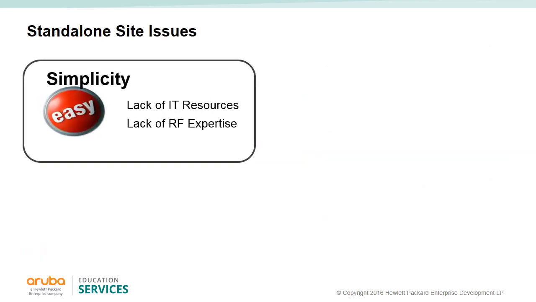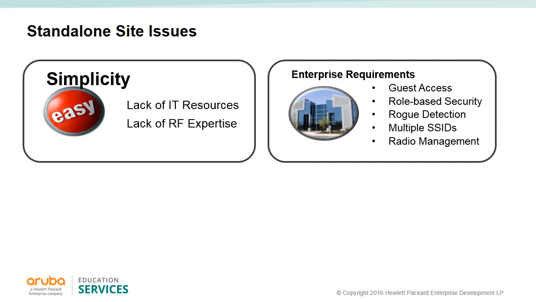Small or distributed organizations that require Wi-Fi access are often faced with many challenges. They require simplicity since they often lack IT resources or RF knowledge. They have requirements like multiple SSIDs, guest access, firewalls, intrusion detection, and radio management. These are all functions of a high-end enterprise class network.